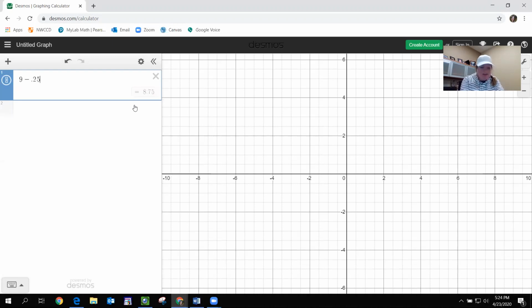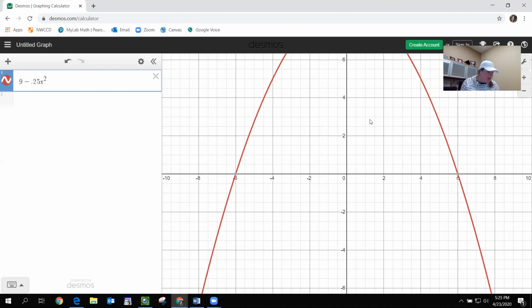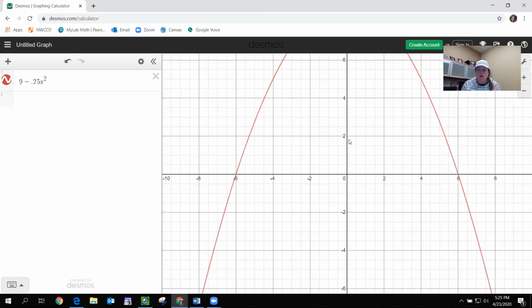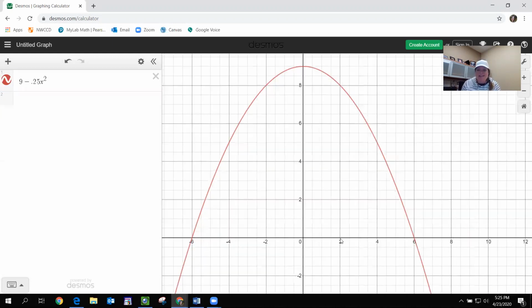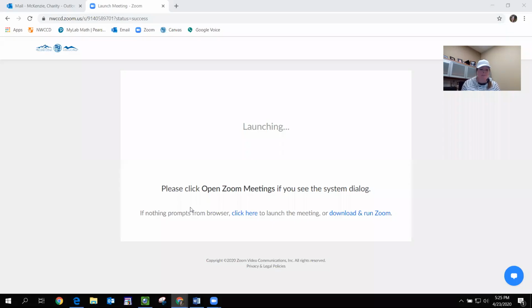9 minus 0.25 x to the second power. That's what my graph looks like, and this one says from 2 to 5. So I can see that we're crossing up here at about 9, or exactly at 9. We're crossing here at 6. And then we are only looking from 2 to 5, so we can see kind of what that graph looks like. So I'm going to use Desmos to get an idea of what my curve looks like.